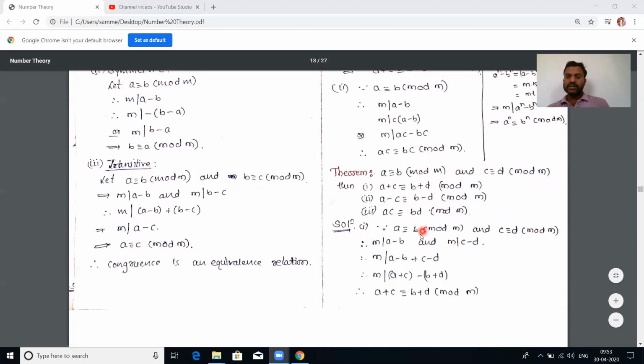Now, since a is congruent to b mod m and c is congruent to d mod m, by definition of congruence, m divides a minus b, and m divides c minus d.